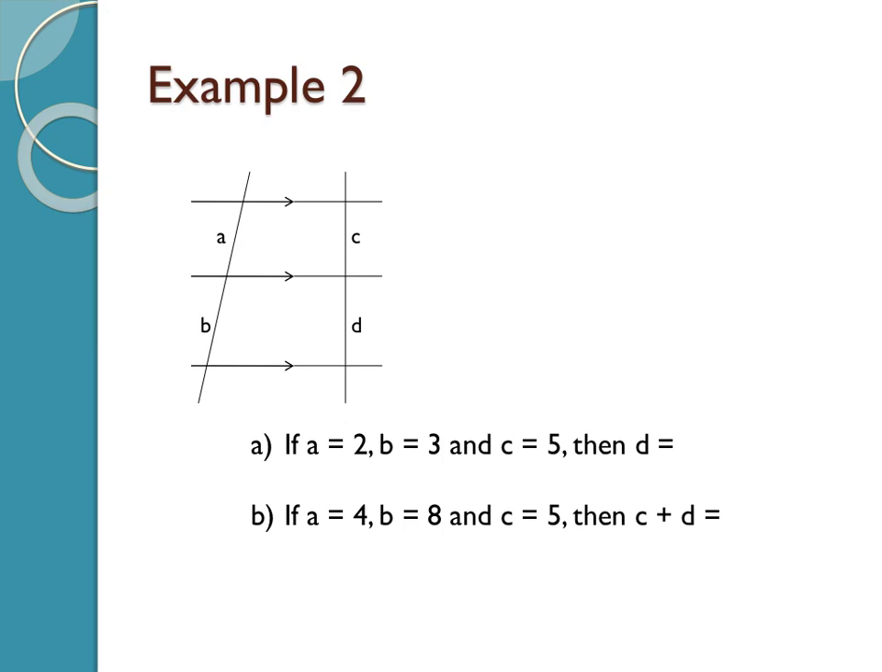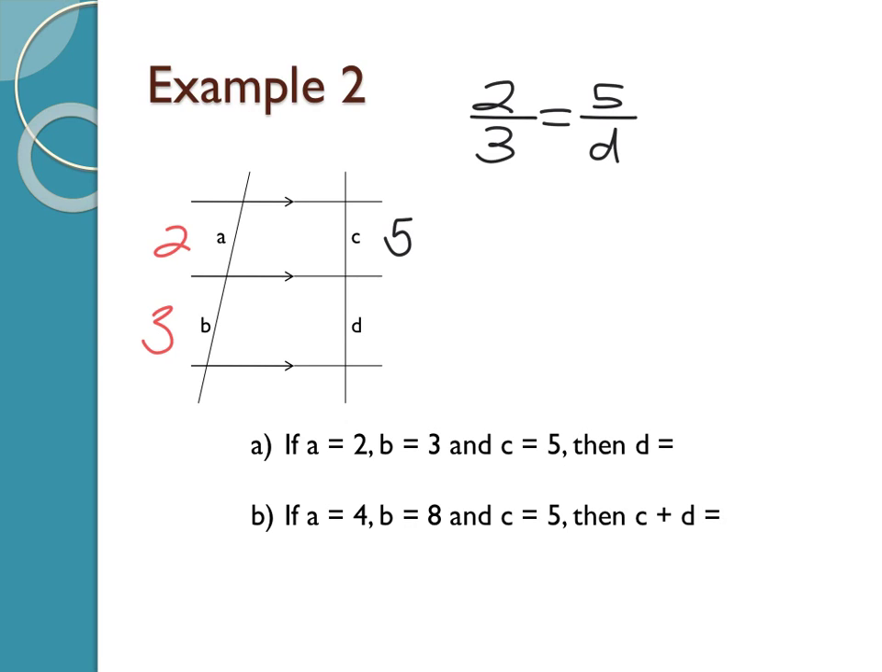All right, so I've got 3 parallel lines and 2 transversals. It says if A is 2, B is 3, C is 5, then what is D? So what's one way to set up the proportion? So 2 over 3 would equal what? 5 over X, or 5 over D. That's one way. Can somebody else give me a different way?